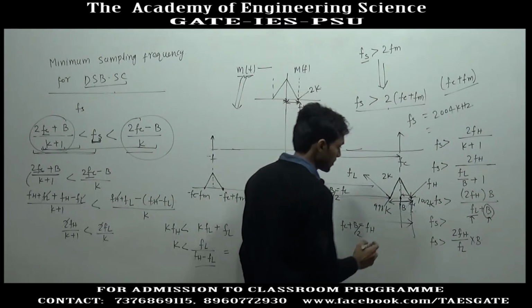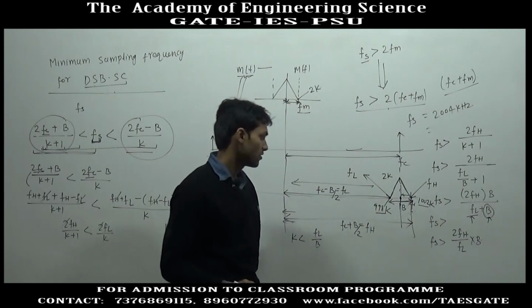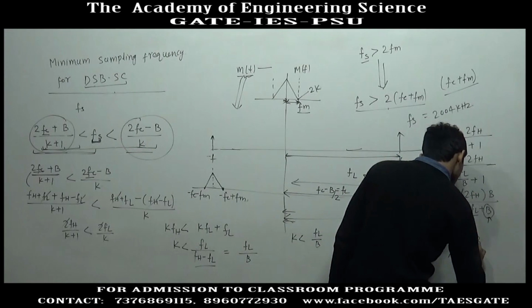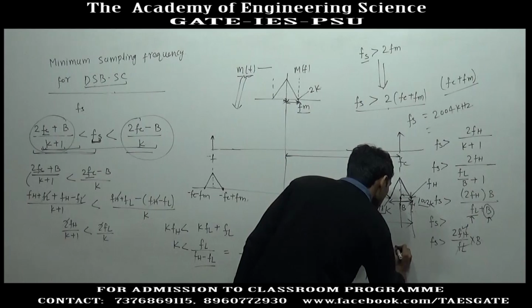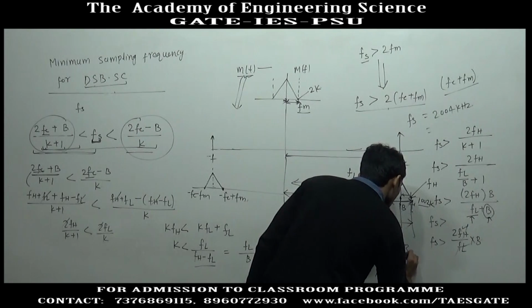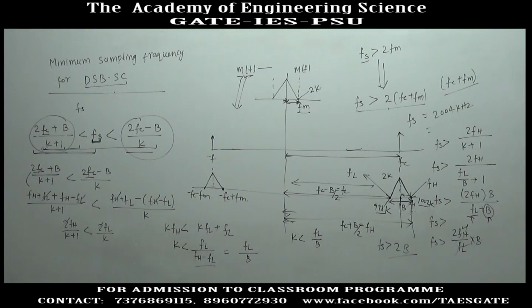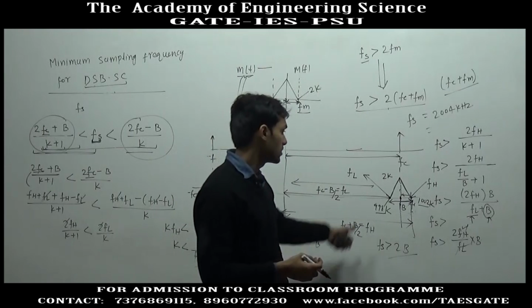Again, fh is 1002 and fl is 998. These two are approximately the same, so they will cancel out, and Fs must be greater than 2 into B. The minimum sampling frequency must be greater than 2 times the bandwidth of the signal, not 2 times the maximum frequency content of DSB-SC.